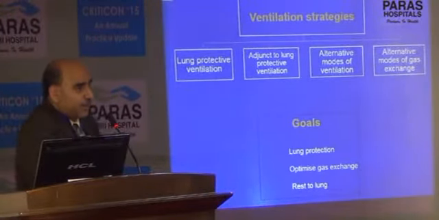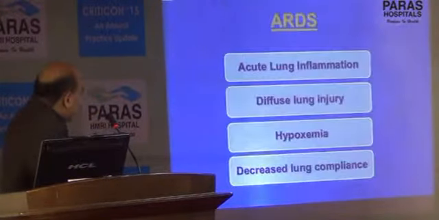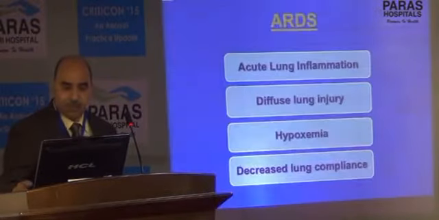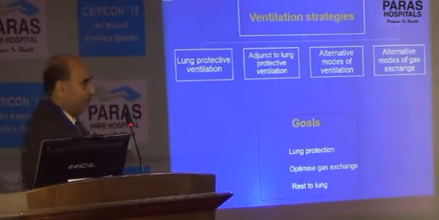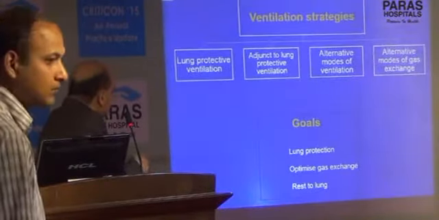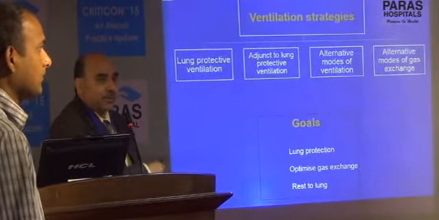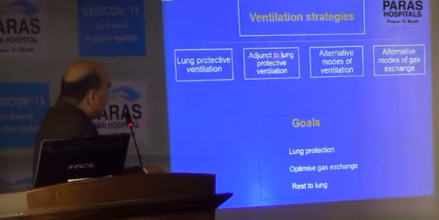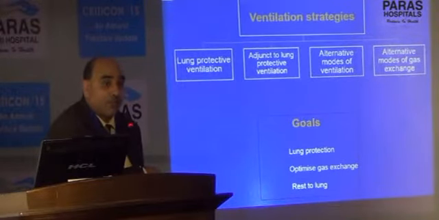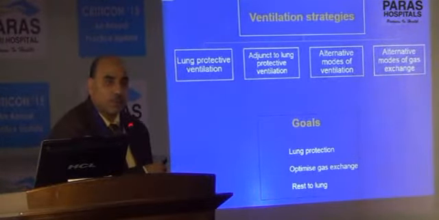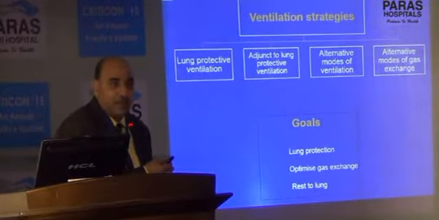Now, what are the important things? What is the ventilator strategy when you're trying to ventilate this patient? The most important thing is lung protection, or lung protective ventilation, which has actually changed the outcome of acute respiratory distress syndrome. Second is adjuncts to lung protective ventilation. Sometimes you find that the patient is not improving on conventional ventilation. We have started ventilating the patient, but the oxygen level is not improving. What to do in such patients, I am going to discuss. What are the alternative modes of ventilation and the alternative modes of gas exchange even in such patients, I am going to discuss.